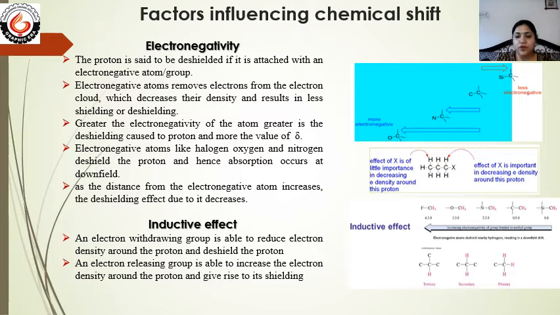So if there is any factor due to which the electrons are removed from the hydrogen or going far from the hydrogen, in that case de-shielding happens. Electronegative atoms remove electrons and de-shielding occurs. Like here you can see in the case of Si, this is the example of TMS.